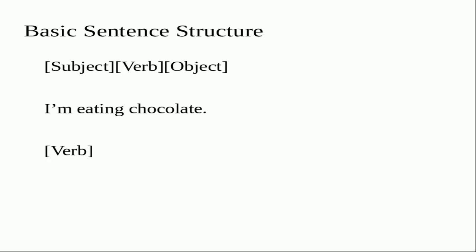So in Japanese, you don't have to say, I'm eating chocolate. All you really have to say is eating, and that's fine, because as long as the subject and the object are obvious from the context, you do not have to mention them at all. So if your listener knows that you're talking about yourself and chocolate, for instance, let's say you gave me some chocolate, and you were asking me, hey, have you eaten that chocolate?